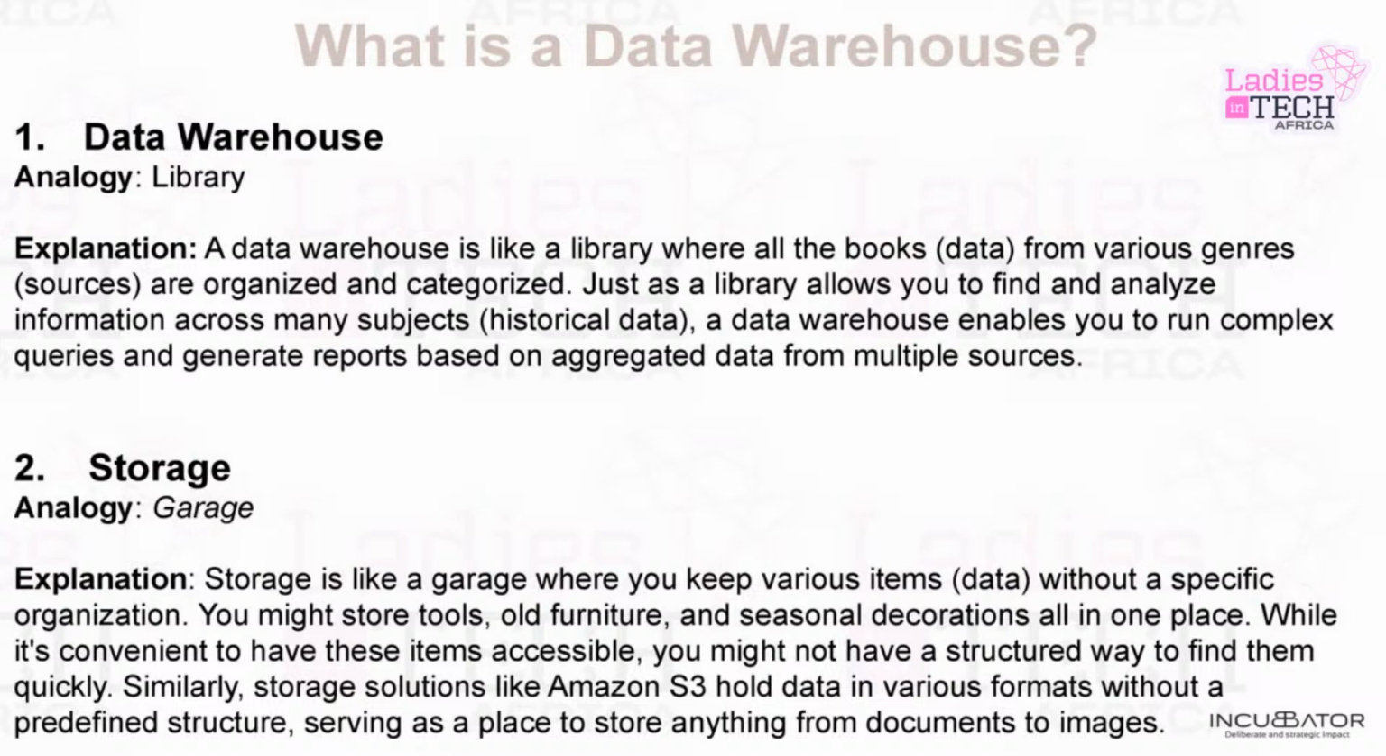Let's take a library, for example. A data warehouse is like a library where all the books, data from various genres, like I said, sources, are organized and categorized. Just as a library allows you to find and analyze information across many subjects, historical data, the data warehouse enables you to run complex queries and generate reports based on aggregated data from multiple sources. You get it, it's like a library, well arranged, different types of books.